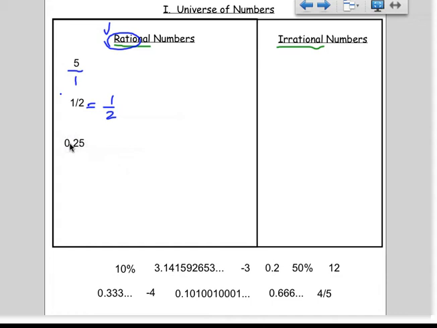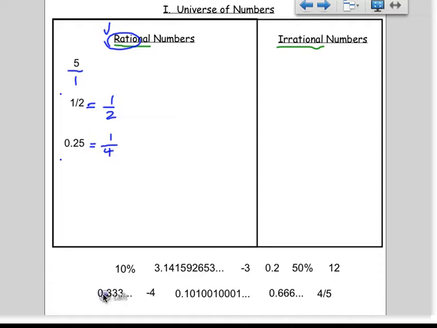The third one you see here, 25/100ths, is a rational number because it can be expressed as a ratio. 25/100ths is the same thing, 25 cents, as 1/4. So a decimal that terminates, let me make some notes here, is also a rational number.